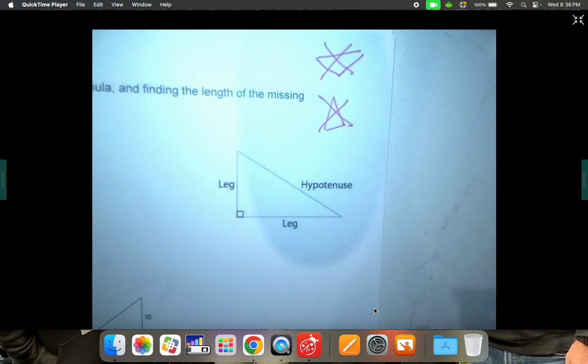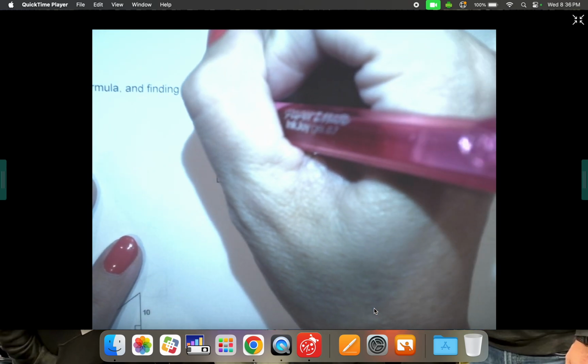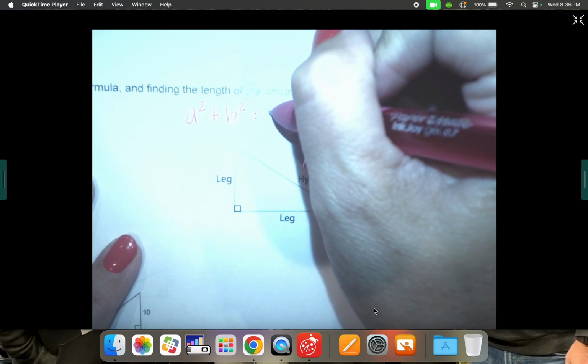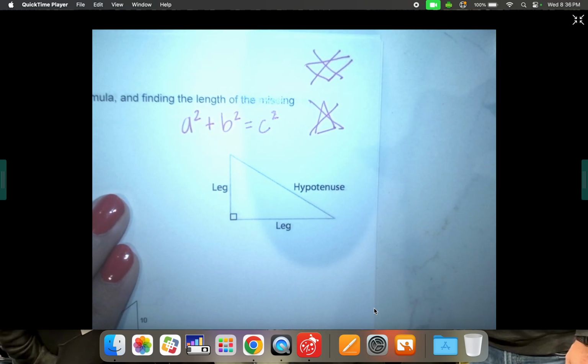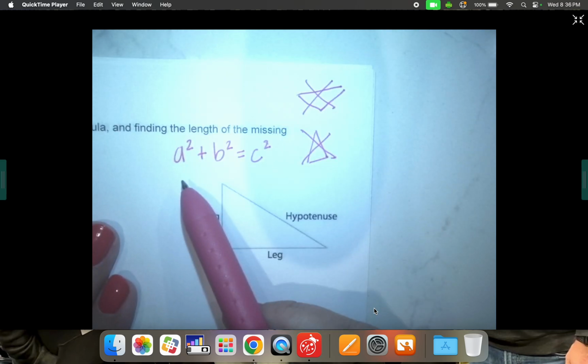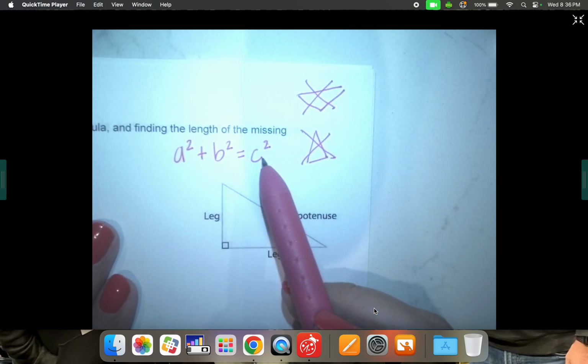In the Pythagorean Theorem, you have a squared plus b squared equals c squared. It should be a very recognizable formula. You just need to know which number to put in for A, which number to put in for B, and which number to put in for C.